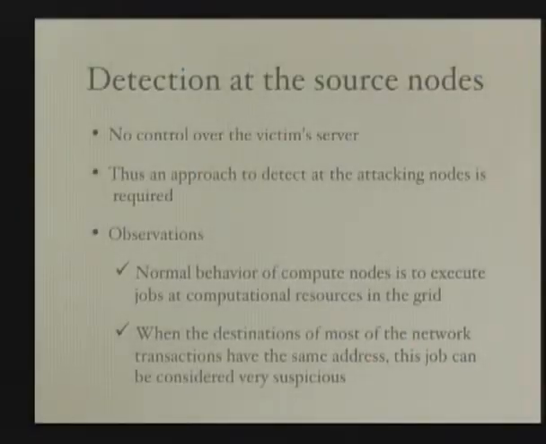Detection at the source node. So this is different. The target node is outside of the grid, so we don't have any control of the victim server. If we use hundreds of thousands of computing nodes, and then you put some malicious code, very simple, have you ever heard about the AB tool, requesting pages to check how many loads can be requested to certain web servers.